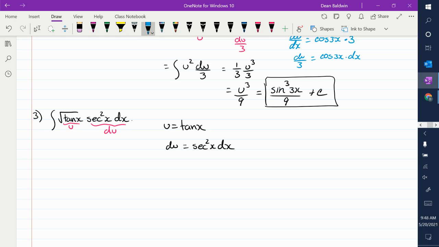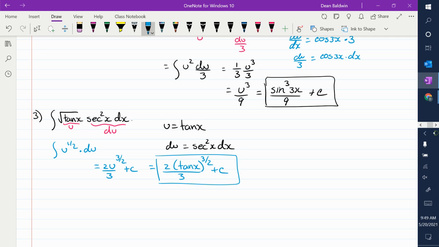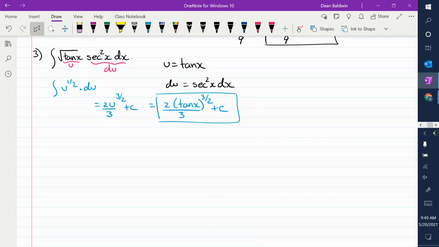So my new integral is u to the power of a half, because I don't want the square root, times du. What's the antiderivative of u to the half? Three halves, and then you divide by 3 halves, which is the same as multiplying by 2 thirds. Sub back in your trig. And there you go. Okay, and last one for trig.